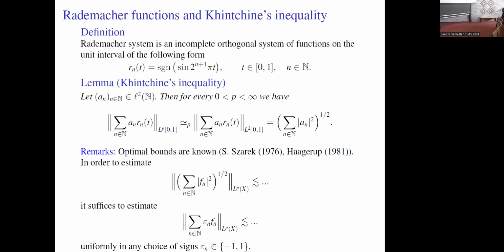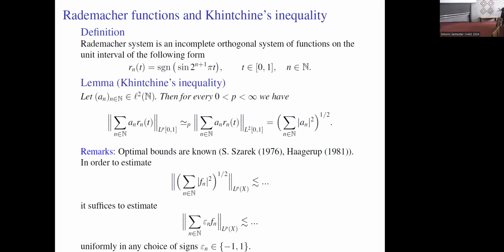So the second Rademacher function is 1 on 0, 1/4, then on 1/4, 1/2 it's -1, then on another interval of length 1/4 it is 1, and then -1, and so on. And one can easily see that this is an orthogonal system, but it is not complete.